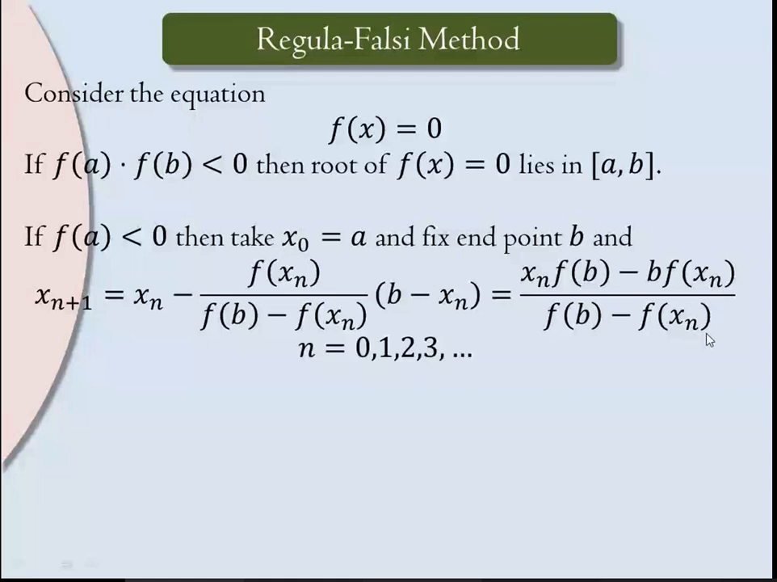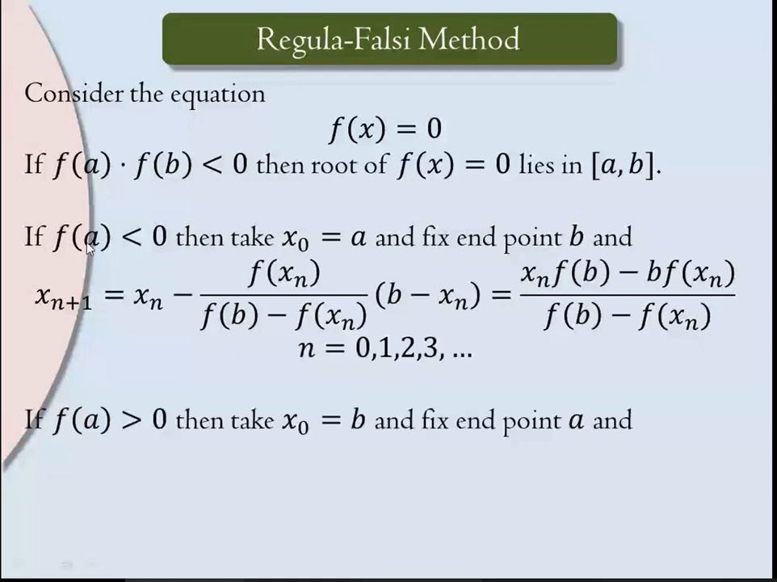Now, if we have f of a greater than 0, then take x naught equal to b and fix the other point. Fix point a. If f of a is positive, fix point a. If f of a is negative, then fix point b. The next point x n plus 1 will be, just we are replacing b by a in the terms.